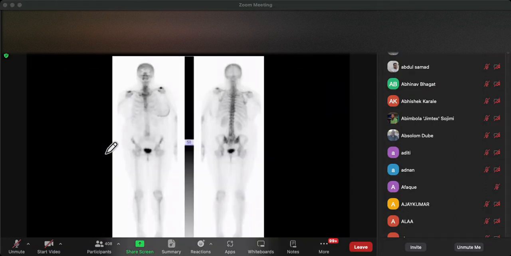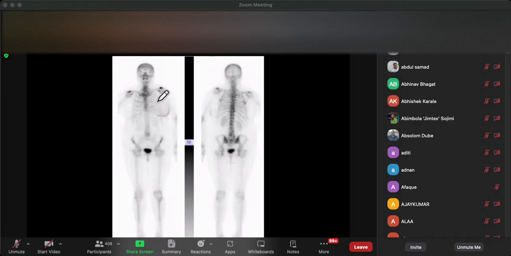Okay, what have we got here? It's not a super scan because we can see the kidneys. There's the left breast, there's the right breast. The left breast looks photon dense in the skin, and that's because the patient has got lymphatic uptake of tracer on the left side.